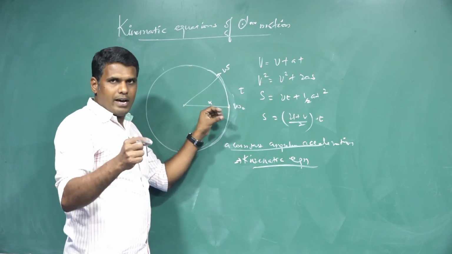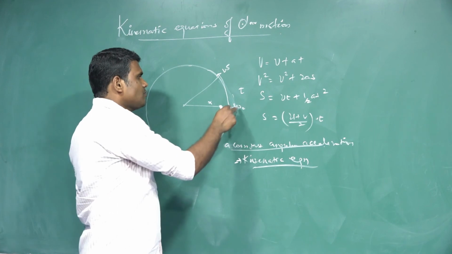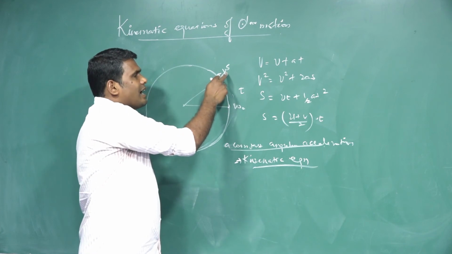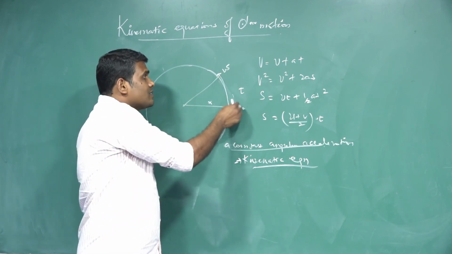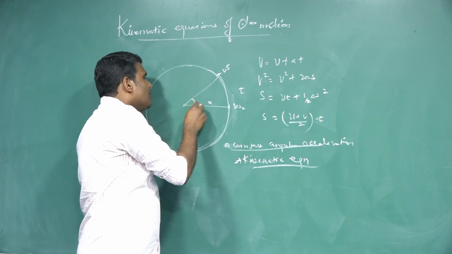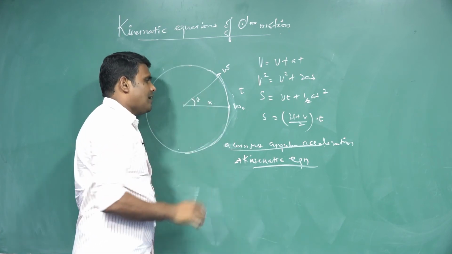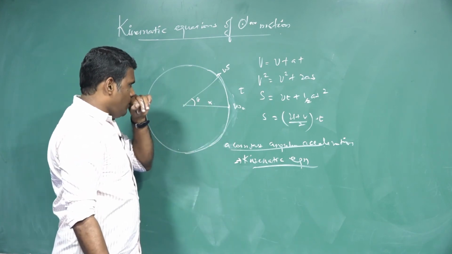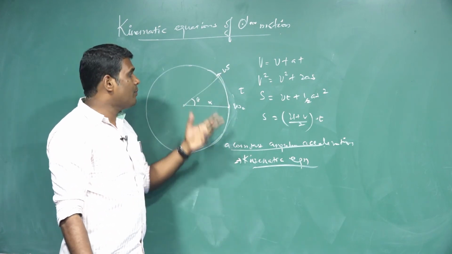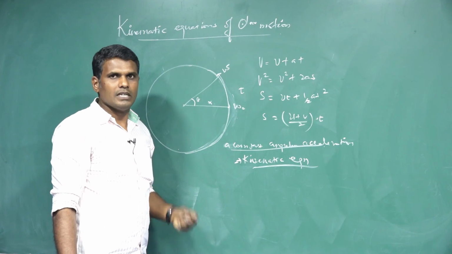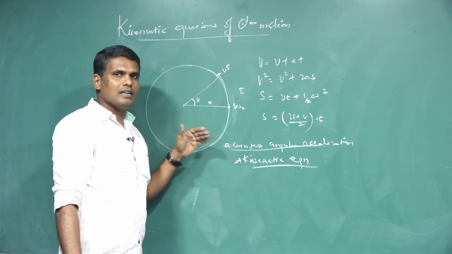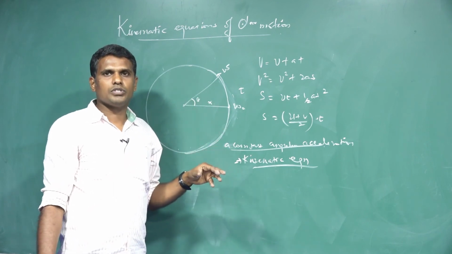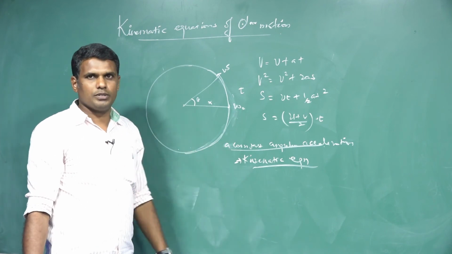Initially, this is the point where the object starts from rest. So omega naught is the initial angular velocity. After a time interval t, it attains an angular velocity omega. Because of this change in angular velocity, it makes an angular displacement theta at the center. Since there is a change in angular velocity, there will be an angular acceleration. If that is supposed to be a constant, then we shall list out the kinematic equations for the objects describing circular motion.